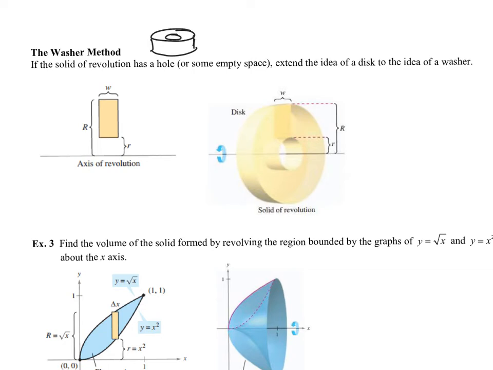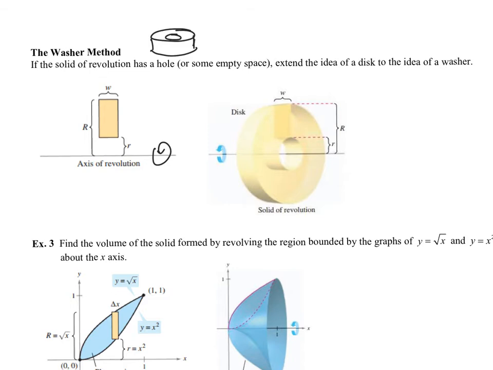Suppose we took a rectangle, and this rectangle has a height of capital R minus little r, and a width of W. If we were to take that rectangle and rotate it about an axis, it would carve out this washer shape. It would almost look like a disc, except there would be this empty space in the middle. All right?